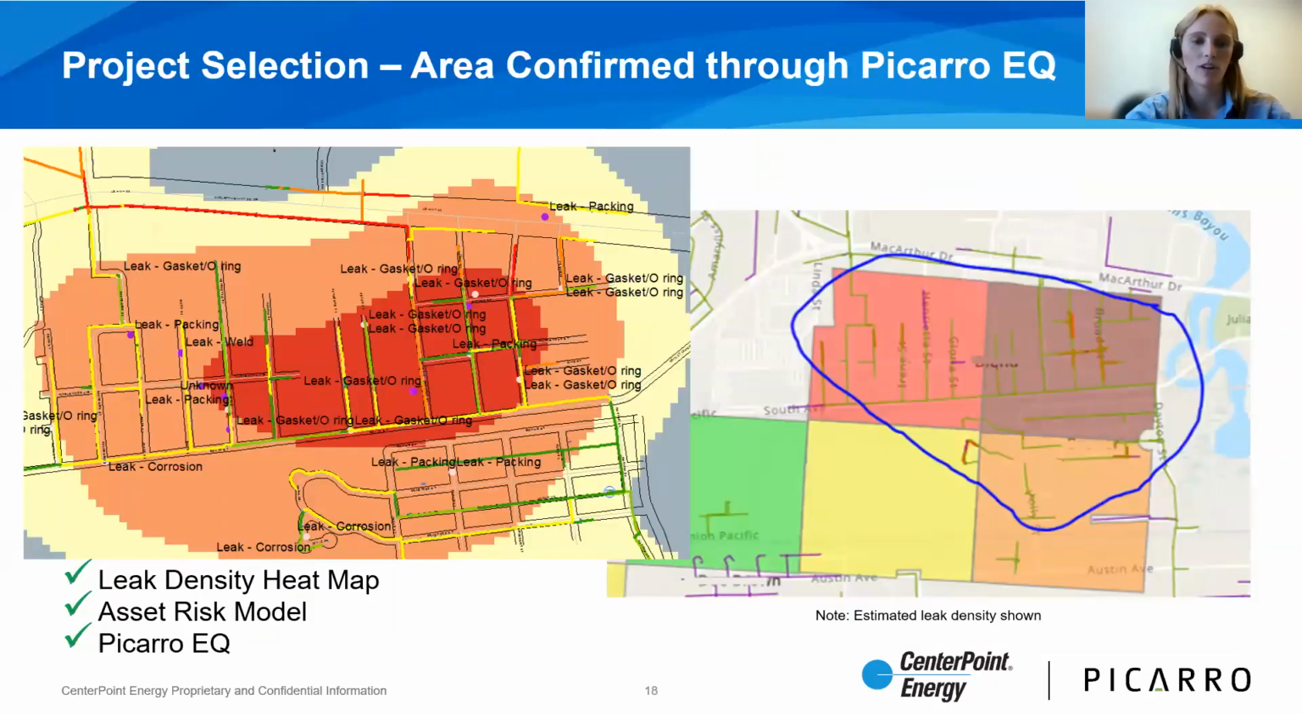Okay, so the first example is using the Picarro EQ data to confirm an area that we want to work in. Year over year, like I said, we look at all of those high risk red blobs with the asset risk model overlaid with it. And some we've already started working in, so we want to continue working in those areas.